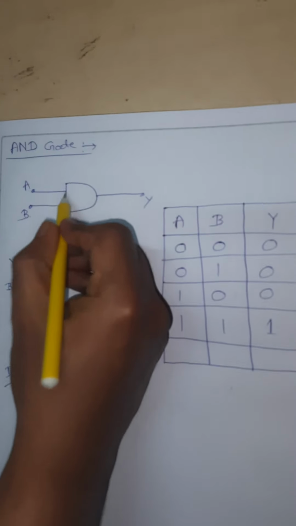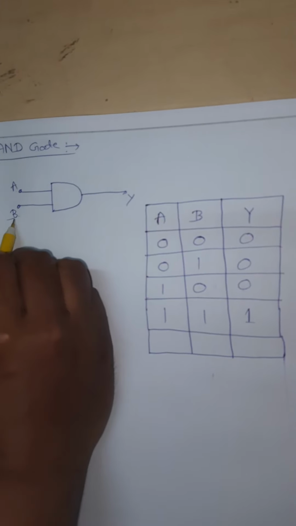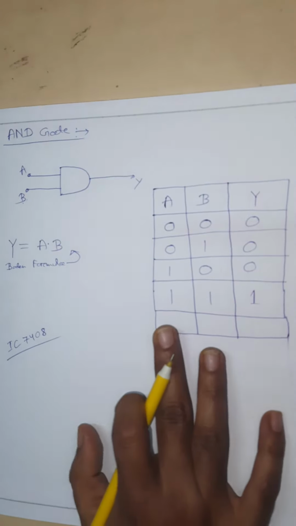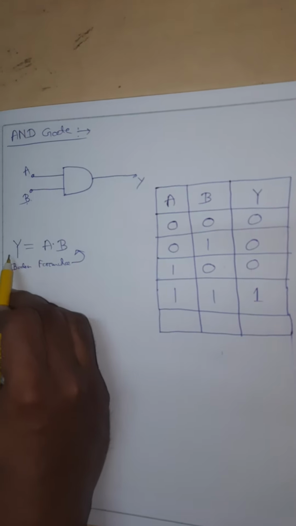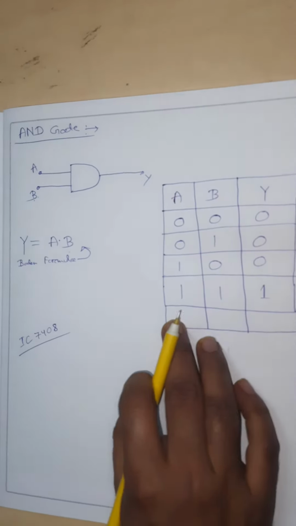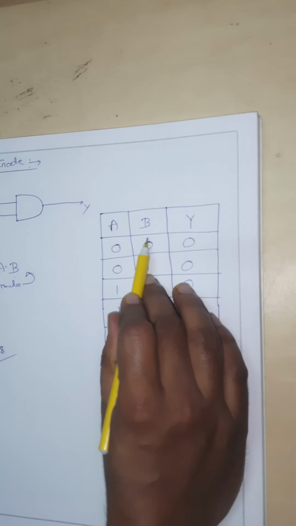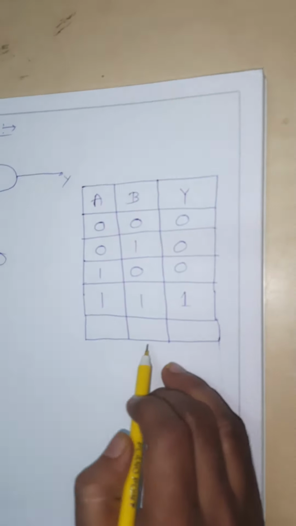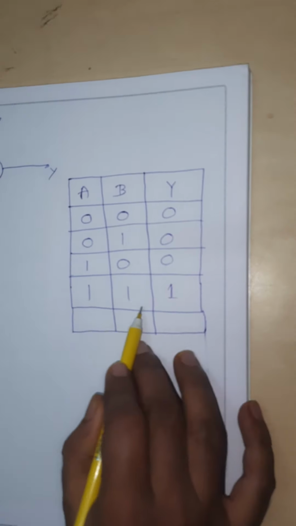Here is the symbolic diagram of the AND gate. The two inputs A and B are there and one output Y is there. In Boolean formula we represent the AND gate operation as output Y equals A dot B. The truth table of the AND gate has A, B, the two inputs, and the final output. There are four possibilities: 0 0, 0 1, 1 0 and 1 1.